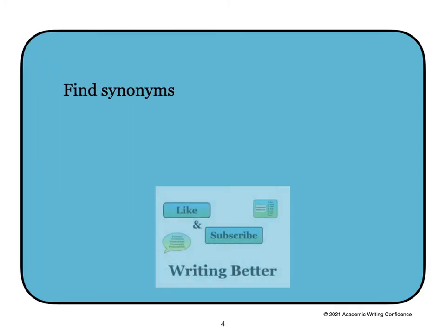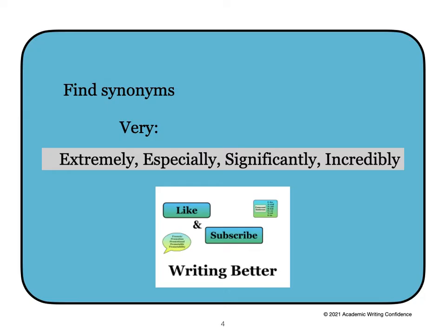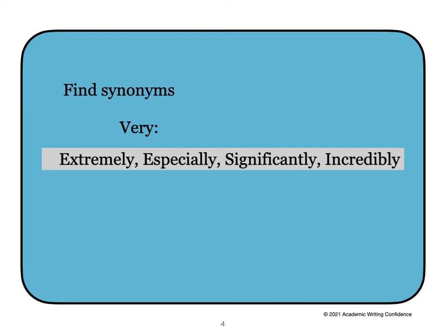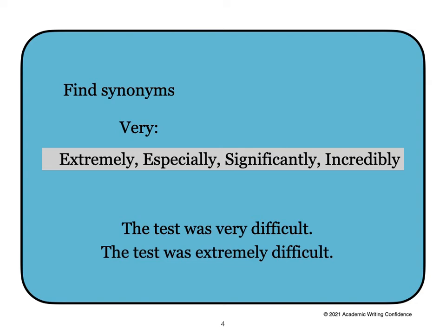Another good thing to do is to learn synonyms for the words that you often use. For example, the word very. You can use extremely, especially, significantly, incredibly. All of these are different ways that you can use and say the word very. If the test was very difficult, you would be using higher level vocabulary if you say the test was extremely difficult.